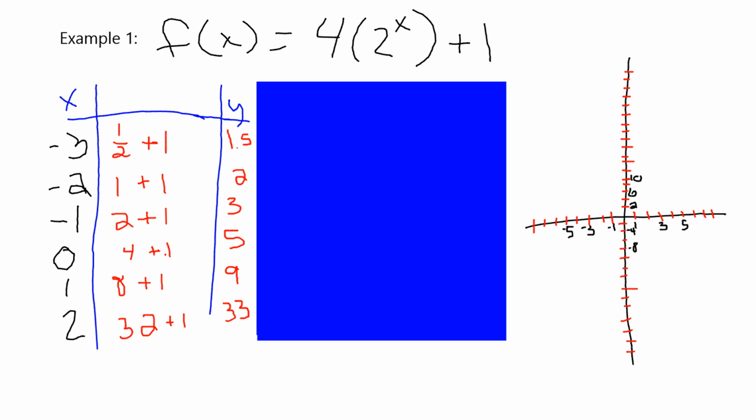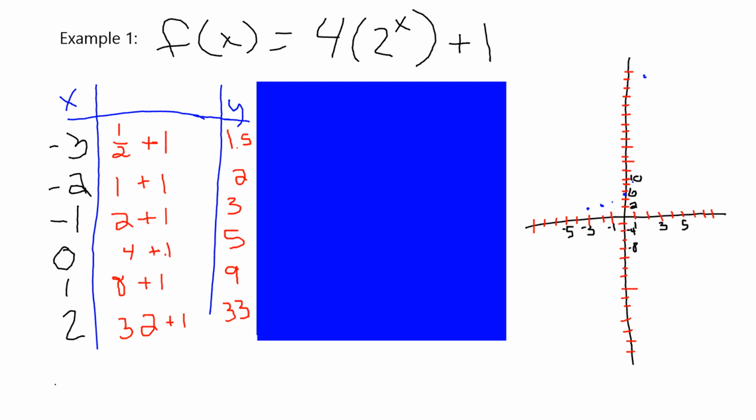And then I'm just going to plot my points. So my first point is -3, 1.5. So that's going to be about right here. Then I have -2, 2, which is going to be right here. -1, 3, which is right here. It's slowly increasing, not in a linear pattern either. 0, 5 is right here. 1, 9 is right here. And then 2, 33 is up here if you kept counting.